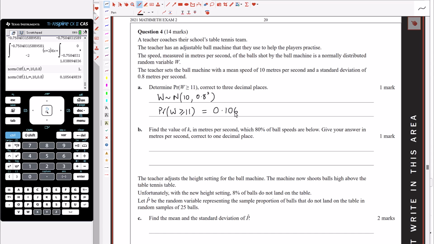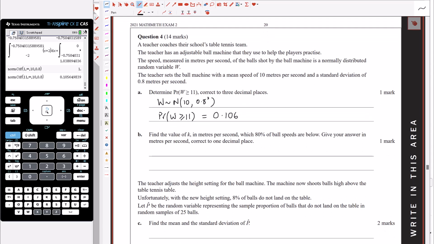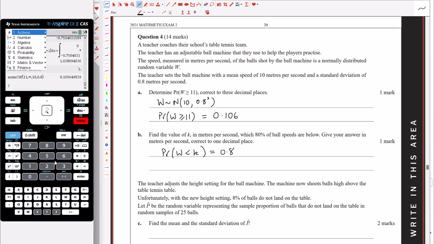Find the value of k in meters per second, which 80% of the ball speeds are below. Give your answer in meters per second. Okay, so we want the probability that the ball speed is less than k to be 80%. So that's an inverse normal, menu 553, sorry, inverse normal. The area always has to be a cumulative area, so we need the inequality to be a less than or equal to, which it is in this case.